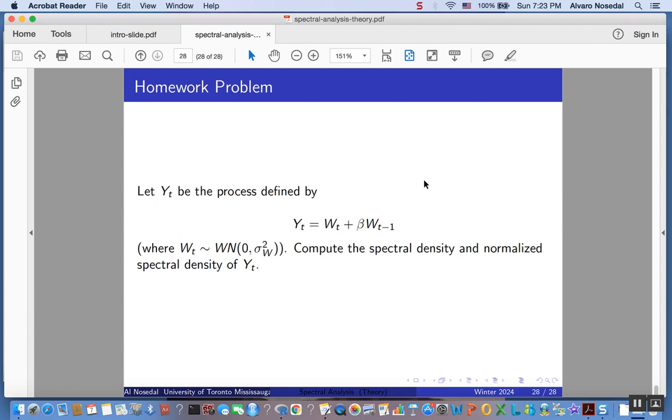So what we would like to do is, as you can see here, the process that we have is a moving average, okay, of first order. And what we would like to do is computing the spectral density and the normalized spectral density for that MA1 process. Okay, here we go.